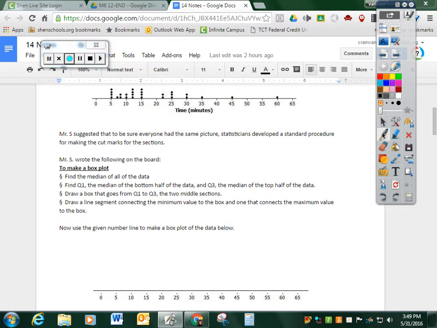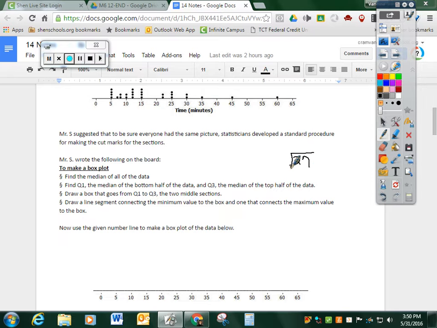So a dot plot is great because it already organizes all of your data least to greatest. The first thing I'm going to do is count the number of dots in the dot plot. 1, 2, 3, up to 27.